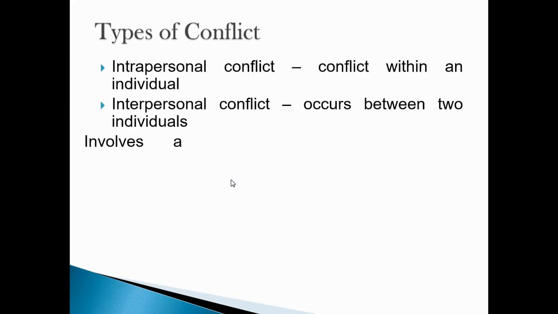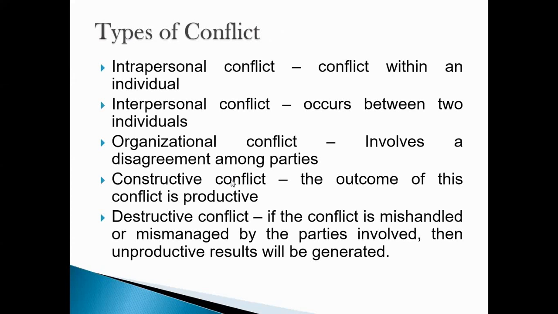And when we see the types of conflict, how these conflicts could be categorized? The first one, intrapersonal conflict, like conflict within an individual. The conflict which arises within an individual is called the intrapersonal conflict. Maybe like your mind may say something and the values, you may be having different values about something.